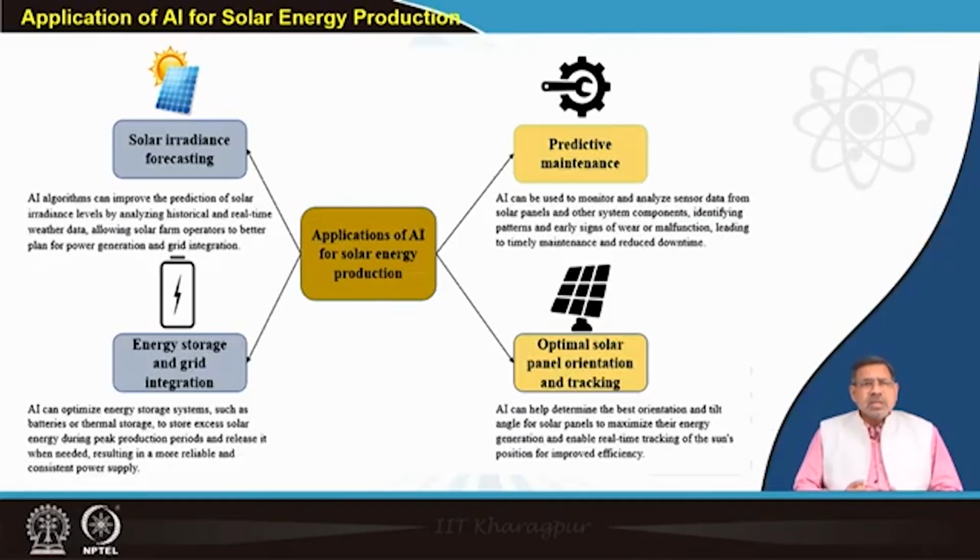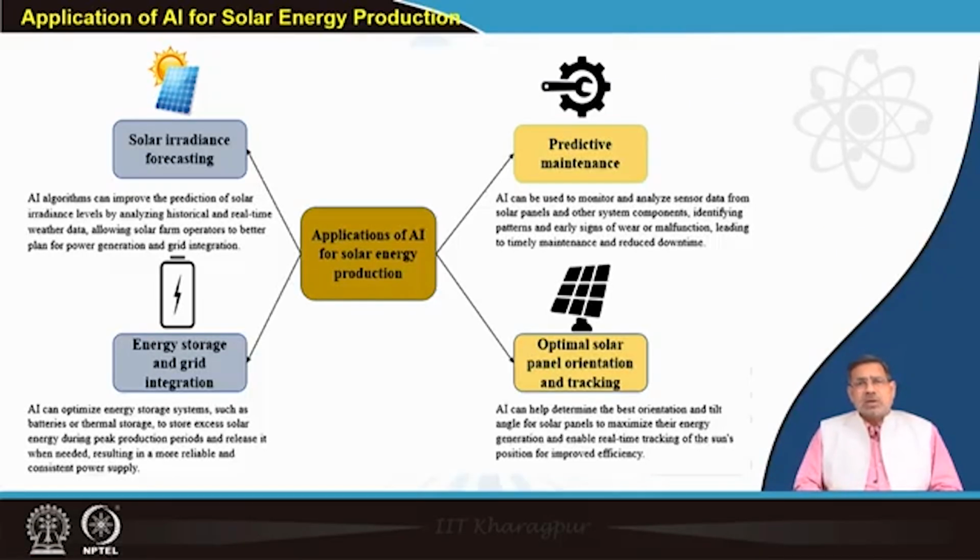The second part is the energy storage and grid level integration. Artificial intelligence can optimize energy storage systems such as batteries or thermal storage to store excess solar energy during peak production periods, and it also releases it when it is needed. So, storage is required. That is how it results in a more reliable and consistent power supply by integrating the AI tools.